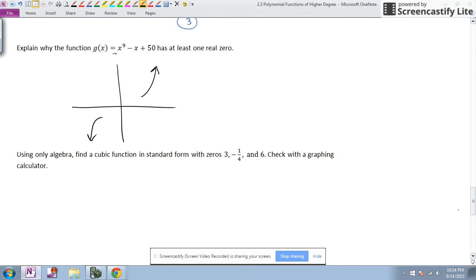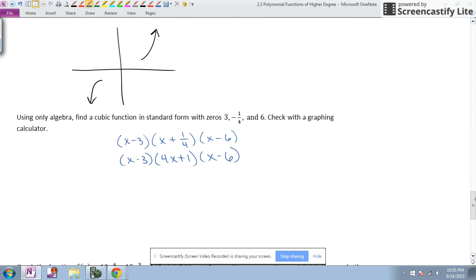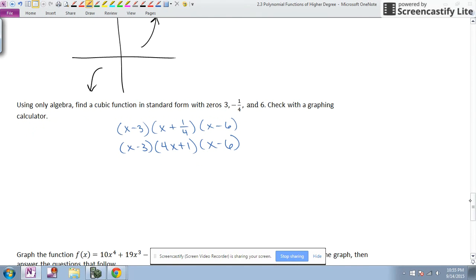And here's probably the last thing I'll do. Find the cubic function in standard form that has these zeros. This is like the opposite of bottoms up. If you know 3 is a 0, then you know that x minus 3 is a factor. If you know negative a fourth is a 0, then you know x plus 1/4 is a factor. And if you know 6 is a 0, then you know x minus 6 is a factor. And now you just FOIL that out. We've got to clean it up a little bit. You know, x minus 3, 4x plus 1, and x minus 6. This is how I would make your problems on the test that I wanted those zeros to be.